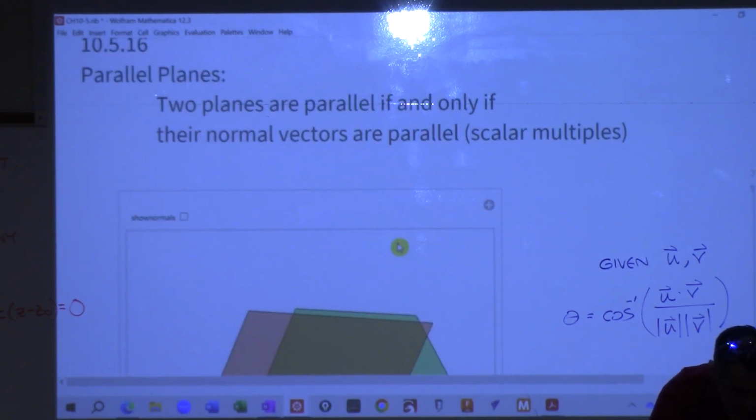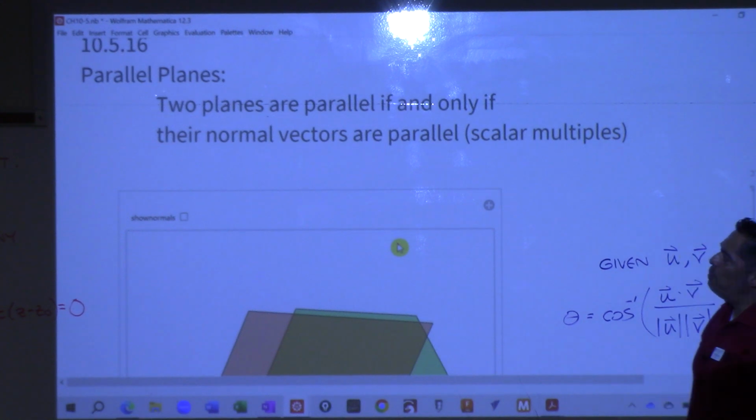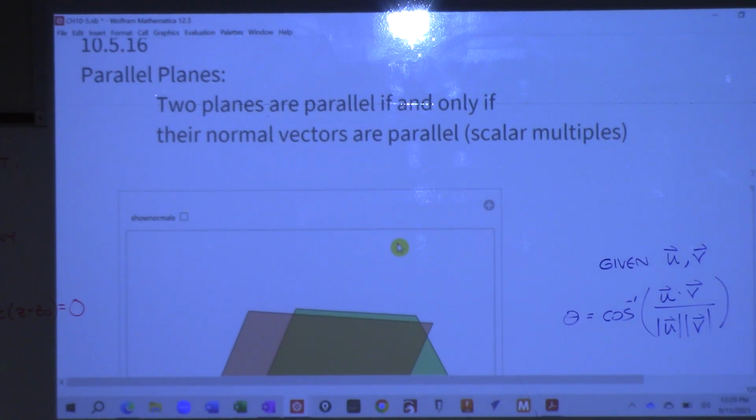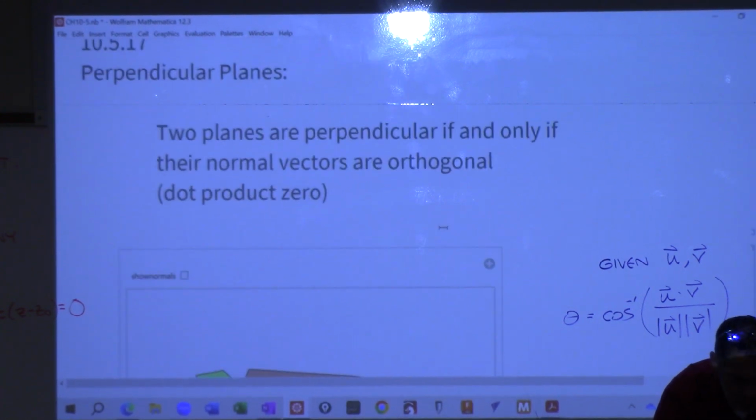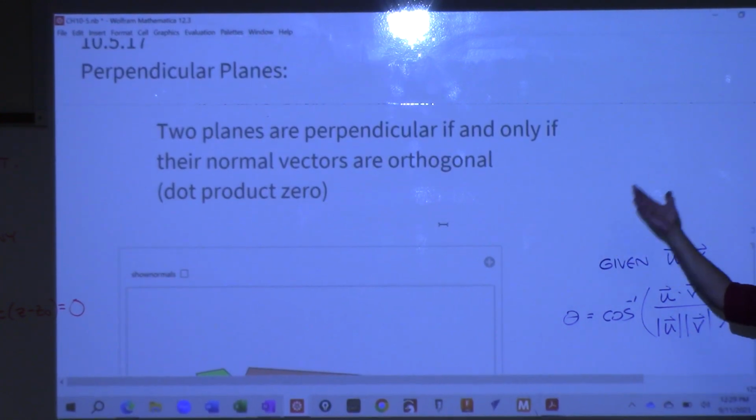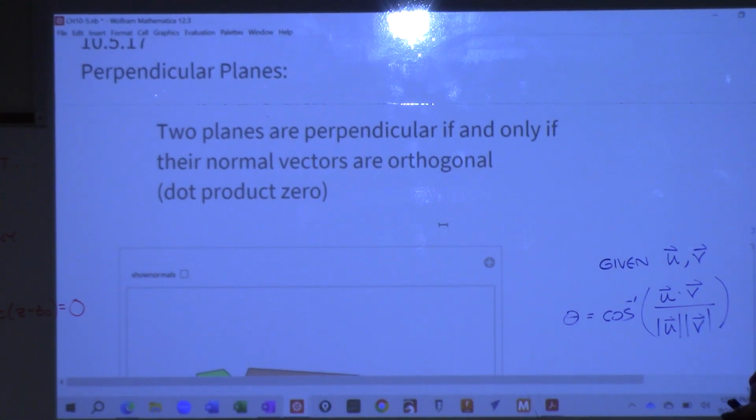Okay. This is just a result. Two planes are parallel if and only if their normal vectors are parallel. In other words, their normal vectors are scalar multiples. I think that's pretty self-explanatory. Two planes are perpendicular if and only if their normals are orthogonal. So if you take two planes and you dot their normals and you get 0, they're perpendicular planes.